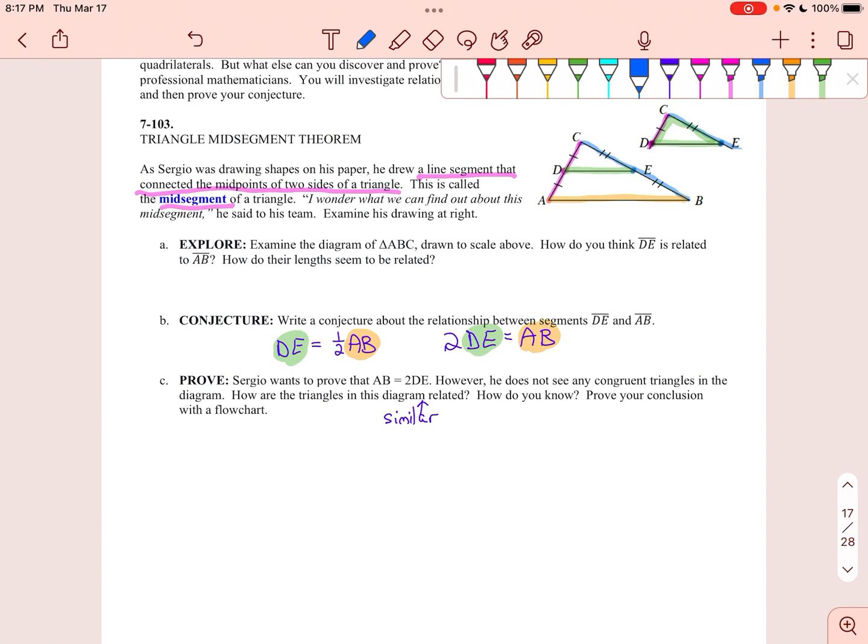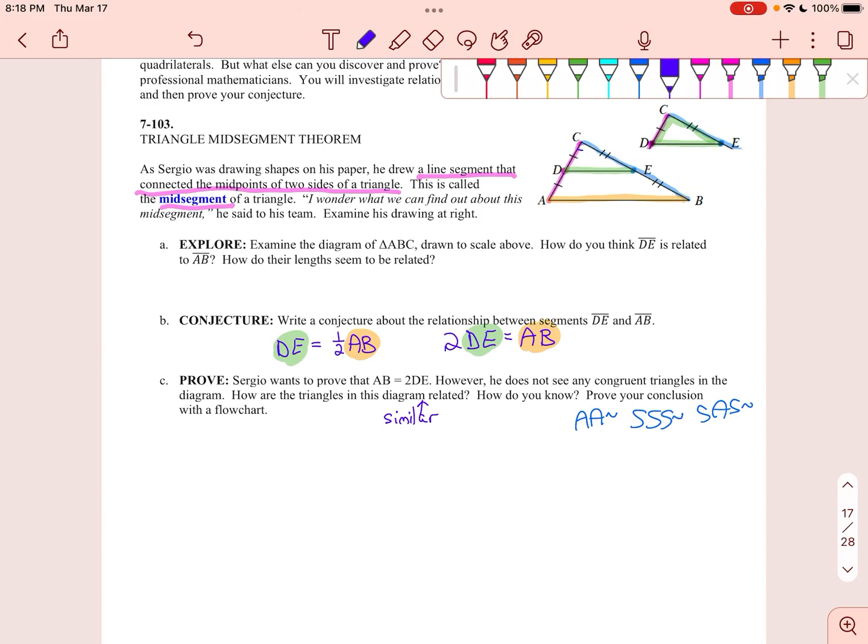I want to, again, prove that these triangles are similar. There are 3 ways that we learn to prove triangles similar. It is by angle-angle similarity, side-side-side similarity, and side-angle-side similarity. So the first thing I'm going to do is take a look to see if I have any angles that I know for sure are congruent to each other.